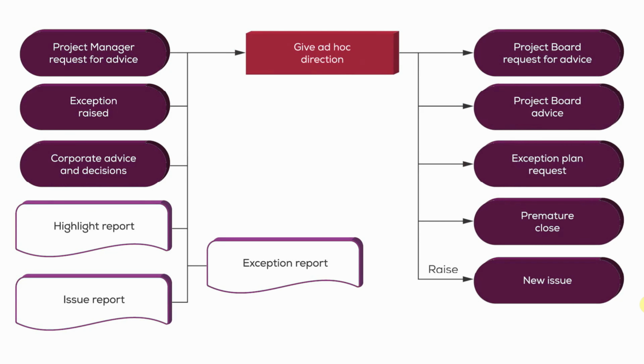And so any incoming report, for example, the highlight report, an exception report, an issue report, any incoming report, any of these progress controls, event and time-driven controls that come in to the project board are coming in to this activity, give ad hoc direction, and the project board will react to them by one of these actions on the right-hand side, either by requesting advice, by giving advice, by requesting an exception plan, by triggering premature closure, or potentially even not as a result of an incoming communication, but don't forget the board could also raise an issue.